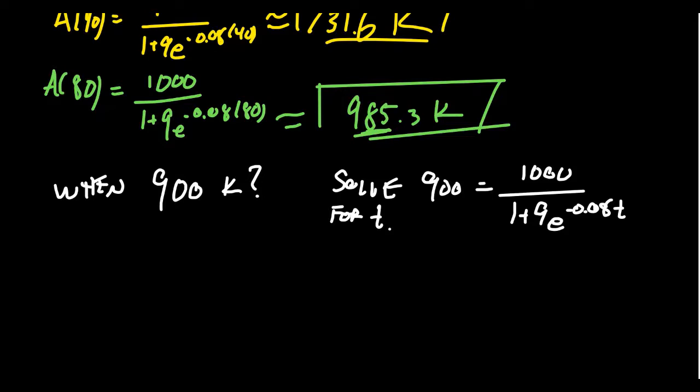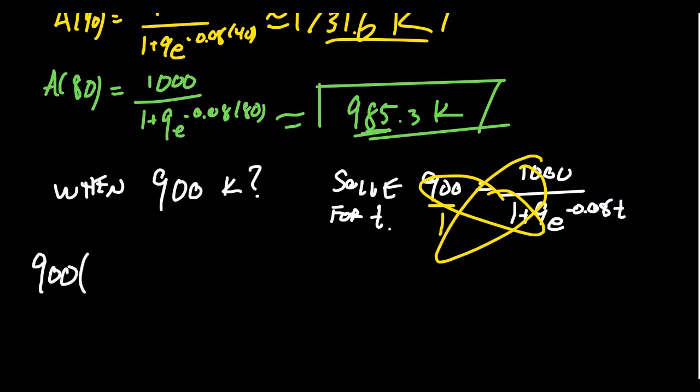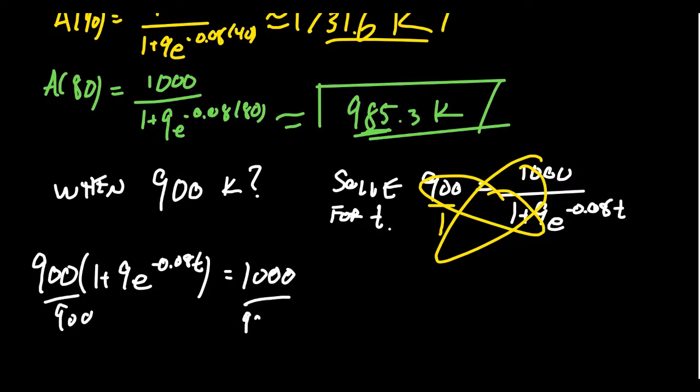The first thing to do is to clear the denominators. As we just have 900 equal a fraction, you can think of it as 900 over 1. And so you just cross multiply. We're going to end up with 900 times 1 plus 9e to the negative 0.08t equal to 1,000. Although it is tempting to just distribute the 900 through, you could do that if you want to. We could also just divide both sides by 900, after all, because we have to solve for t. And that's the direction I'm going to go. The 900s cancel, and so we end up with 1 plus 9e to the negative 0.08t. That equals then 10 ninths, like so.